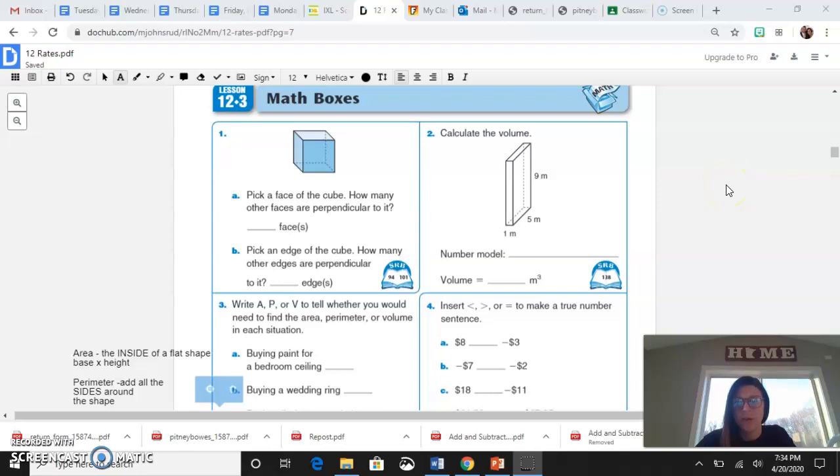Hi, fourth grade. So today I want you to turn to page 315 in your math journals, 315. We're going to do this page and another page and then some IXLs for today.